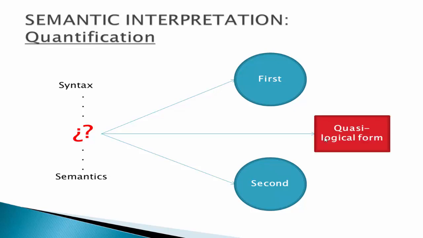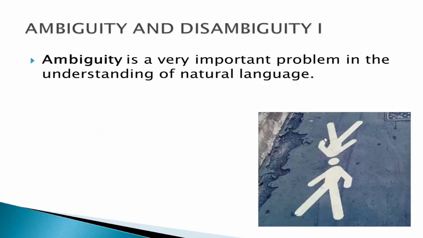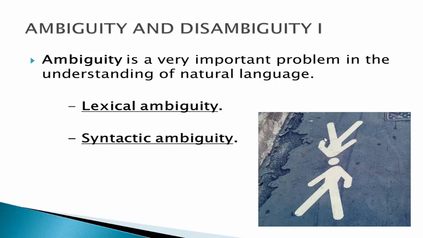Ambiguity is a very important problem in the understanding of natural language. Most sentences have several possible interpretations, but usually only one is appropriate. There are several types of ambiguities. Lexical ambiguity, in which a word has more than one meaning. Syntactic ambiguity, also known as structural ambiguity, can also be present with or without lexical ambiguity. Semantic ambiguity can appear even in a phrase without lexical or syntactic ambiguity.